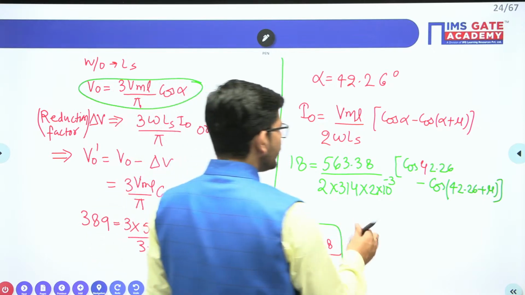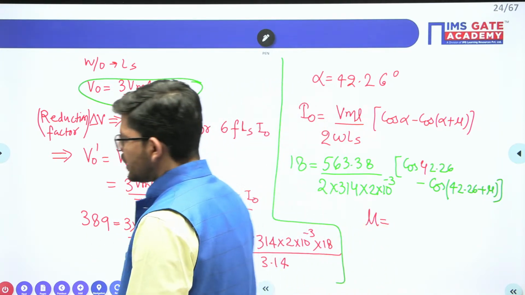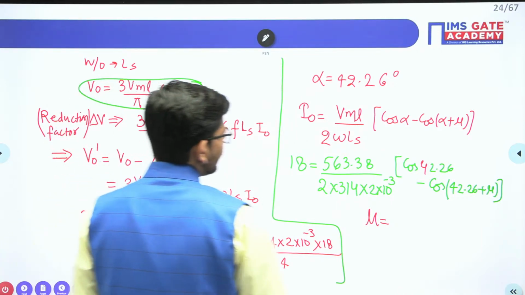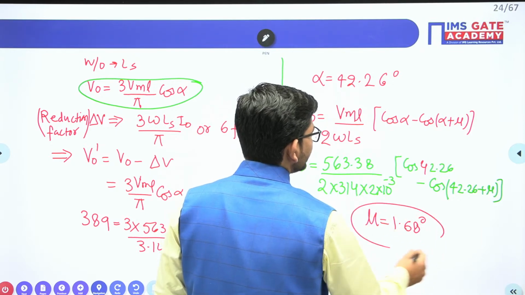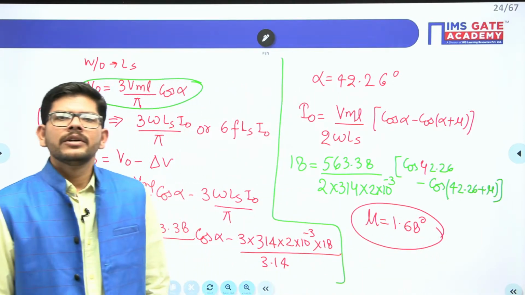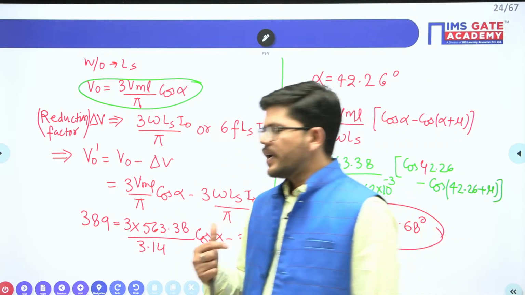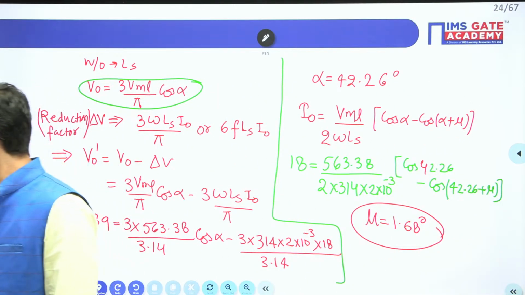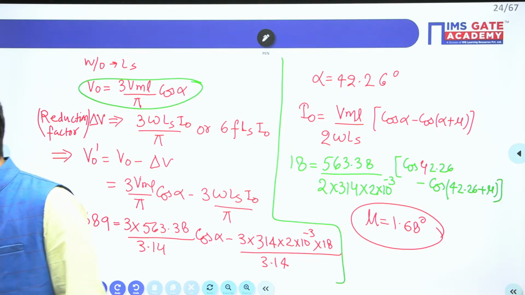On solving this particular equation, you will get the value of mu, that is the overlap angle, and this will come out to be 1.68 degrees, isn't it? So tell me guys, are you really feeling excited? Are you enjoying this problem as well? This is how very easily we are solving these tough problems. Are you getting this fact?